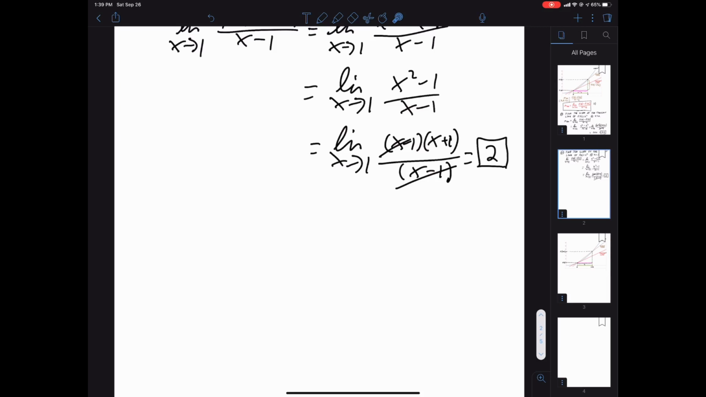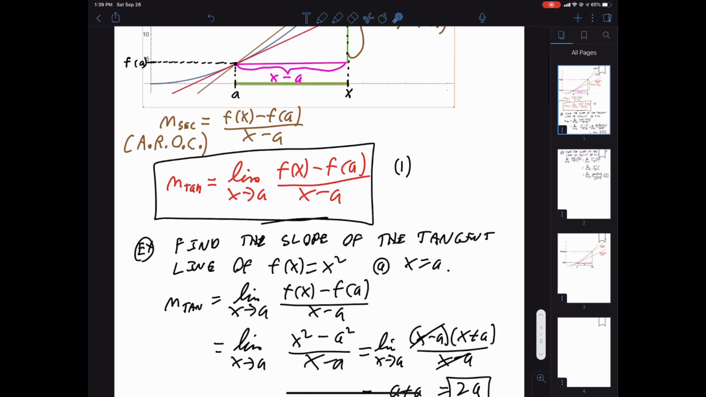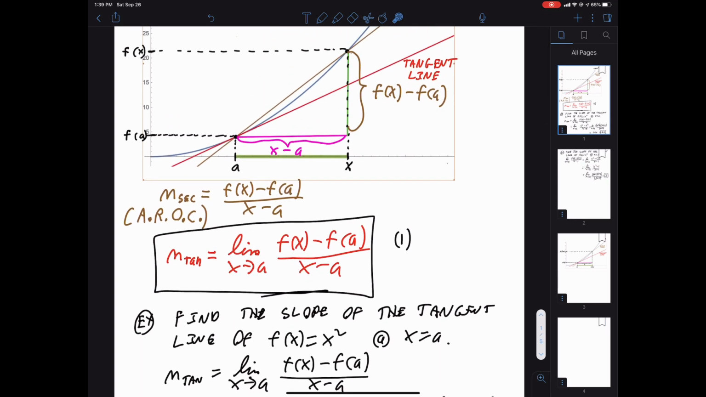So remember, what does that answer tell us? That is the slope of the tangent line drawn at 1 on the graph of x squared.